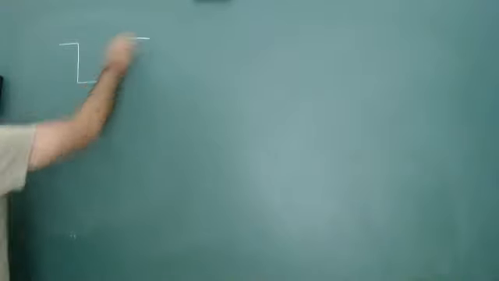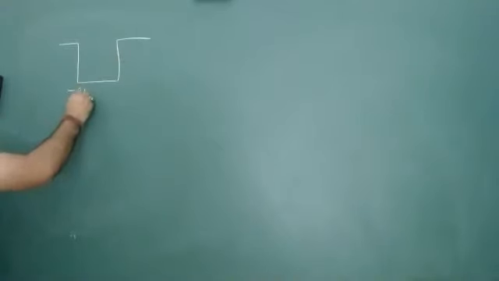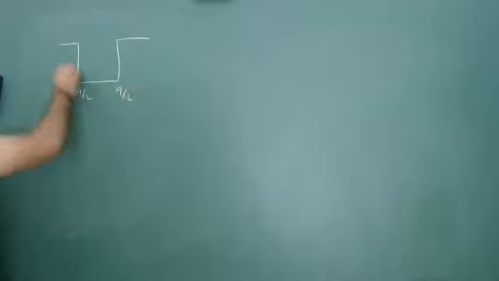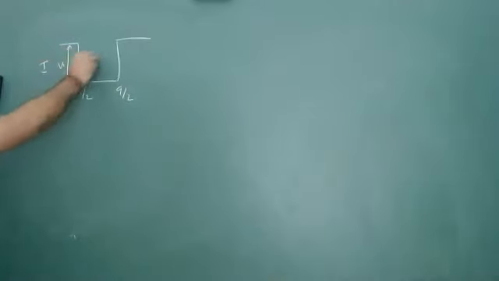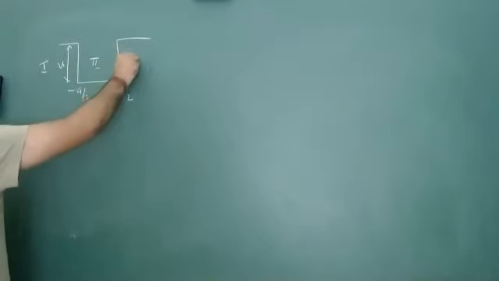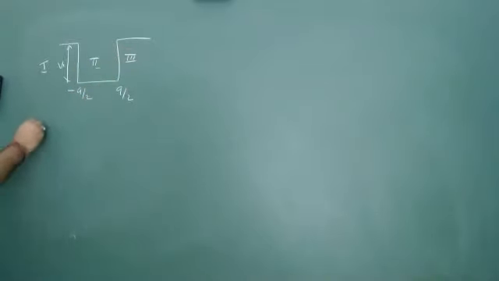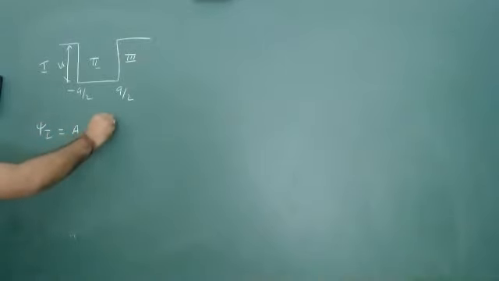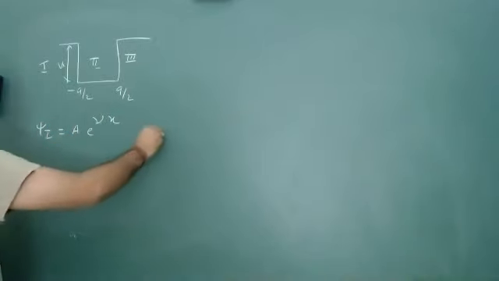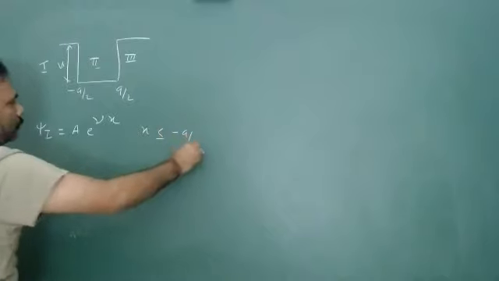So what will be my potential? My potential is something like this, from minus a by 2 to plus a by 2, and this will be your V naught. This is region 1, region 2, and region 3. Again, psi 1 is equal to A e to the power gamma x. You remember all this? This is for x less than minus a by 2.